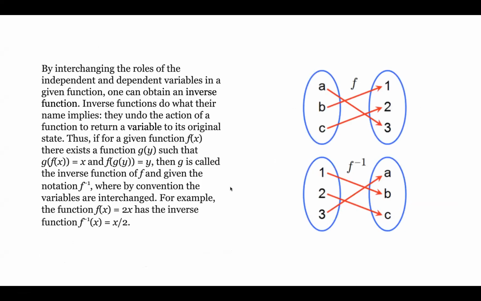See here, what is f? A to 3, b to 1, c to 2. What the f inverse is? 1 to b, 2 to c, and 3 to a. Exactly reverse. Here we can see 1 to b, 2 to c, and 3 to a. Okay. By interchanging the roles of the independent and dependent variables in a given function, one can obtain an inverse function.